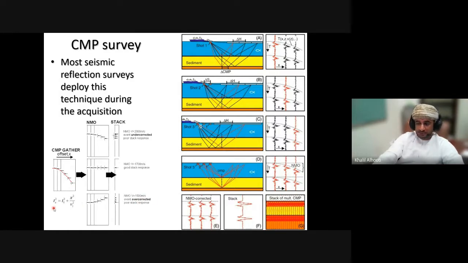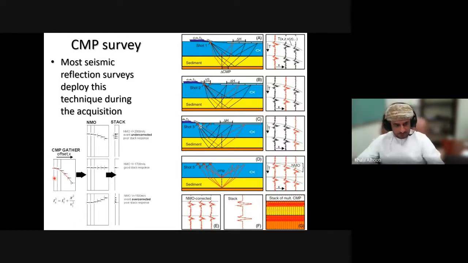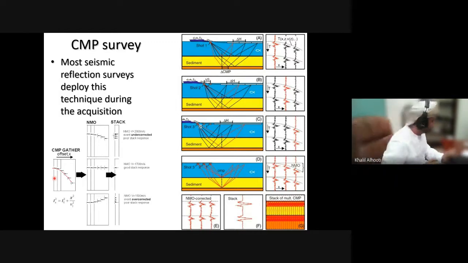So if you pick the right velocity, you can easily flatten the line or reflection line. So, let me see, someone is speaking or knocking on the door.